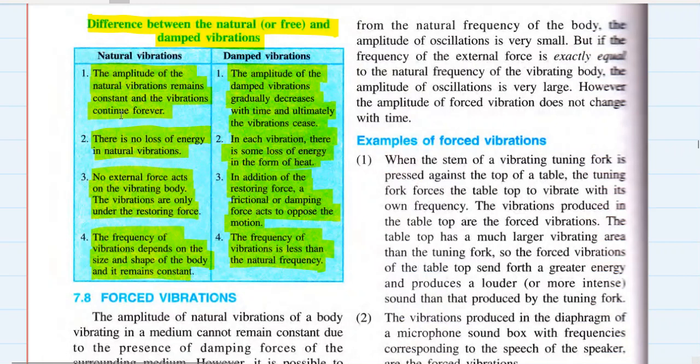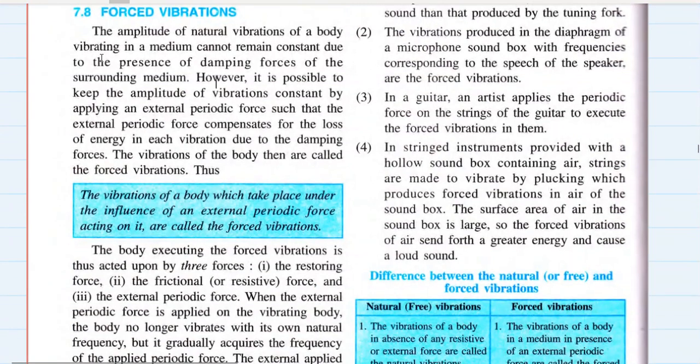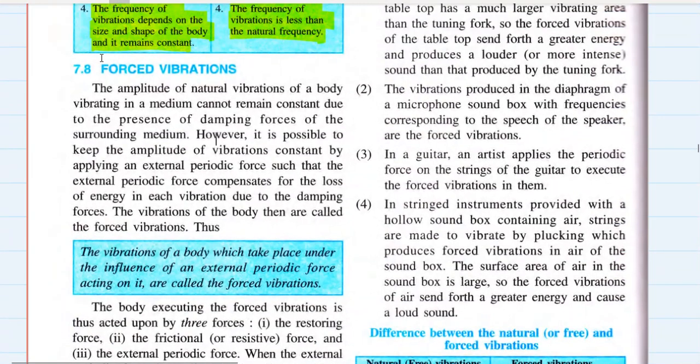Okay, so these are the differences, and we have successfully covered and understood two very important topics of this chapter, sound. Okay, the third topic, we are at the third topic, forced vibrations.